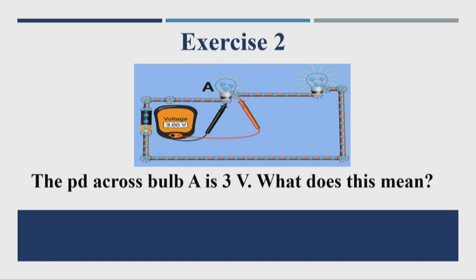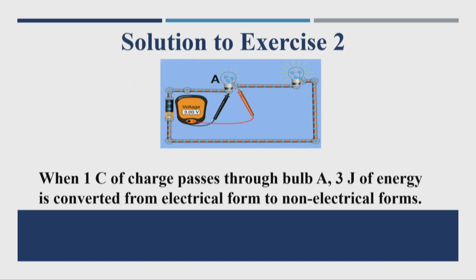We have in front of us a simple question. The circuit shows two bulbs connected to a dry cell. The potential difference across bulb A is 3 volt. What does this mean? This means that when 1 coulomb of charge passes through the bulb A, 3 joule of energy is converted from electrical form to non-electrical forms.